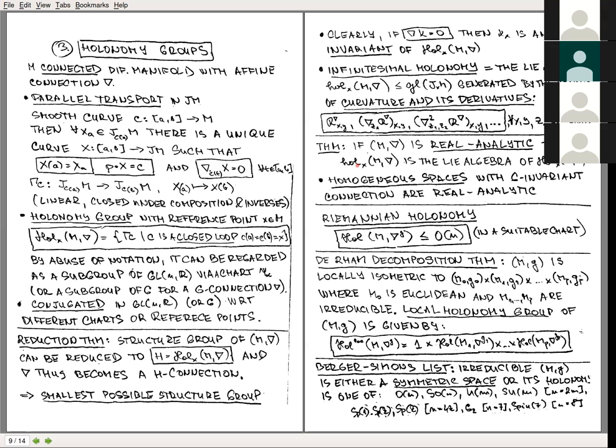Then the infinitesimal holonomy algebra is the Lie algebra of the holonomy group. So again, at least on the Lie algebra level, we get the whole identity component, as we are able to exponentiate to the group. And homogeneous spaces are a rather simple example of real analytic manifolds. Maybe it is sufficient to assume that your manifold is smooth and connected.